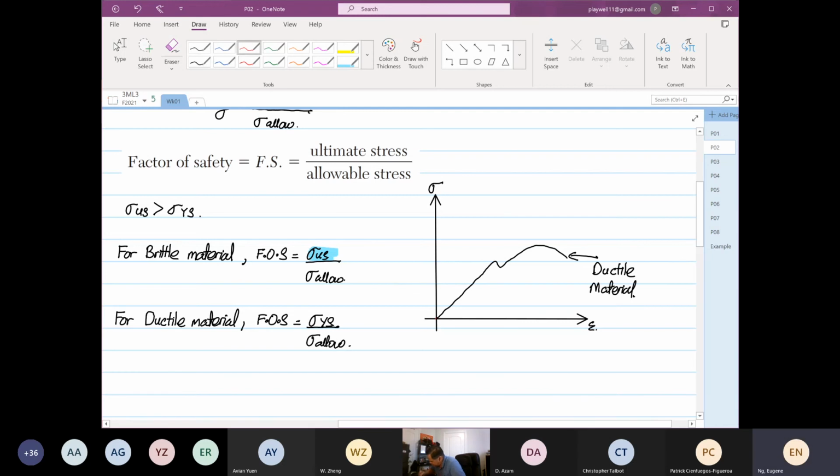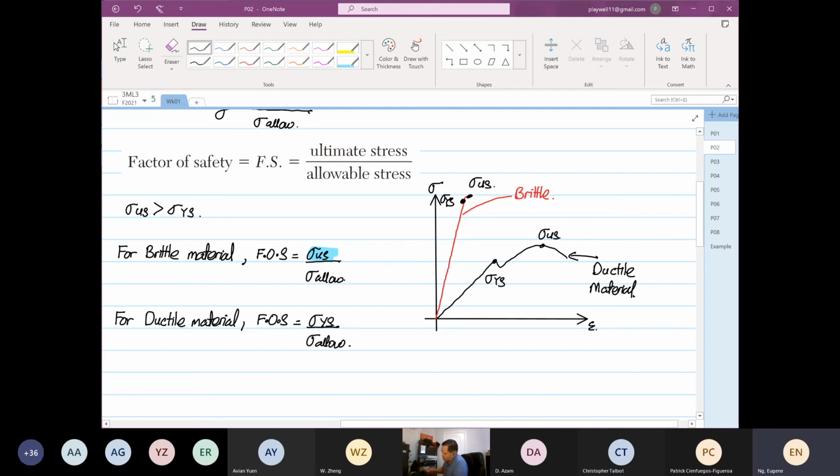And the next one is our brittle material. Right. So for ductile material, this is the yield strength. This is the ultimate strength. For brittle material, this is the yield strength, and just a bit higher, this is the ultimate strength.